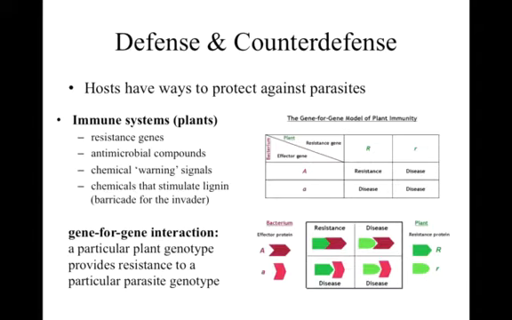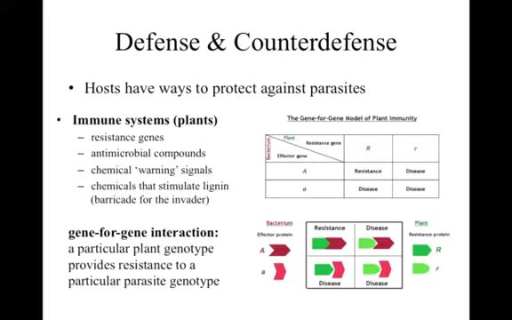So plants actually have immune systems as well. They don't function the same as human immune systems. They don't have those T cells and B cells. They have a number of different defenses. So one is resistance genes, and these are genes specifically coding for proteins that can lock onto and recognize different invaders, different parasites. We'll talk about that in a minute.